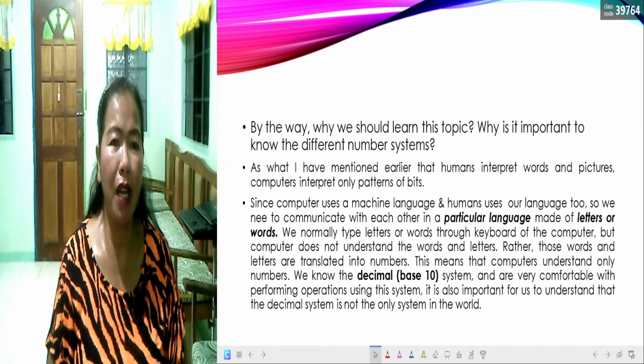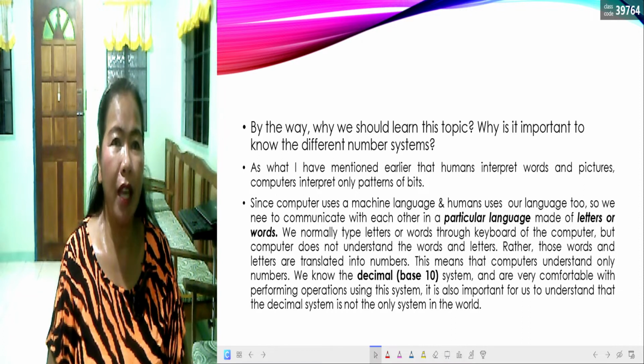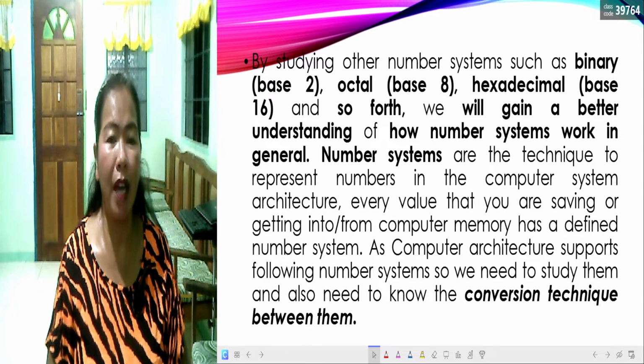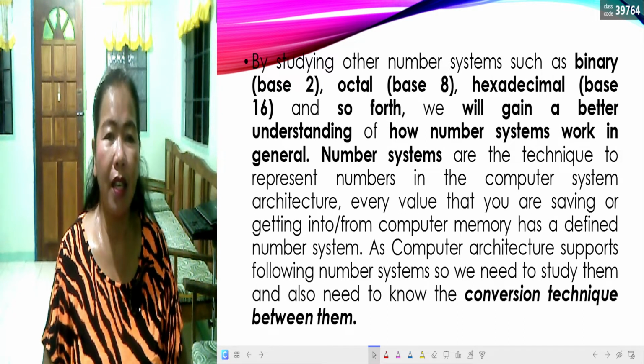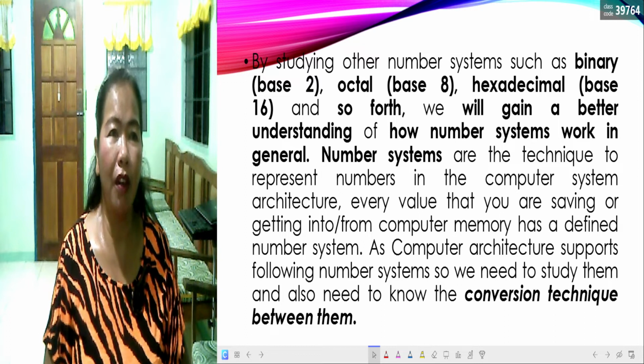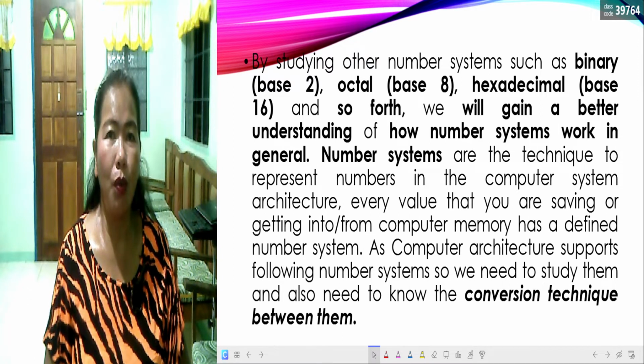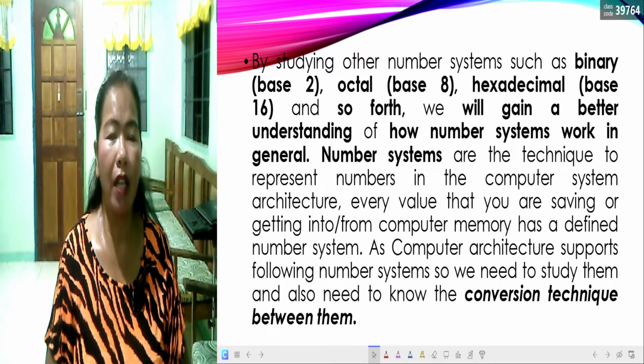So we know the decimal number system, which is base of 10, and we are very comfortable with performing operations using this system. It is also important for us to understand that the decimal system is not the only system in the world. So by studying other number systems such as binary, which is base of 2, octal, base of 8, and hexadecimal, which has a base of 16 and so forth, we will gain a better understanding of how number systems work in general.